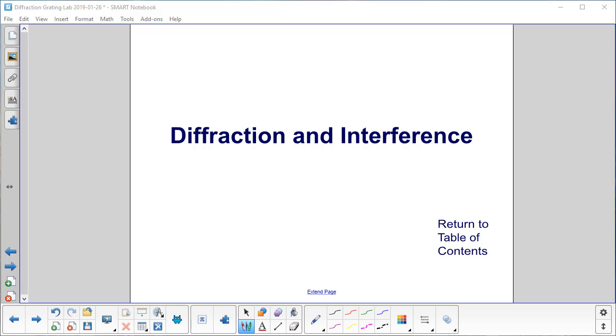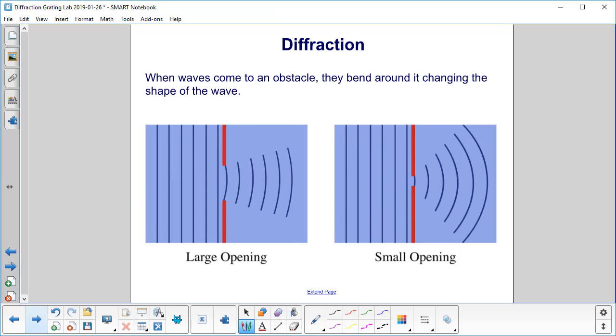Diffraction and interference. When waves come to an obstacle, they bend around it, changing the shape of the wave. So here we have an obstacle, this red over here, and here's the other slide. When our wave fronts come over here, and by the way, they used to look like this, but over a long period of time, they tend to straighten out. So when we take a tangent line, it looks like this.